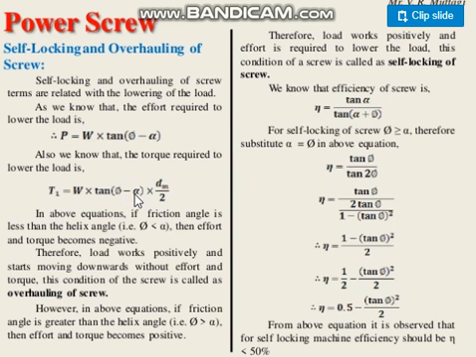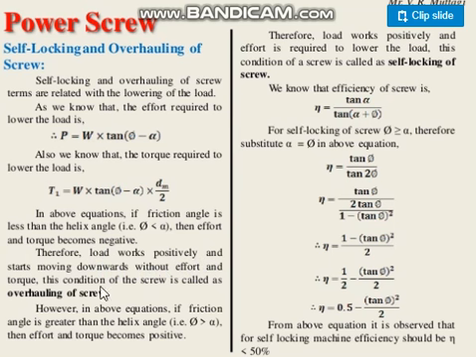Mountains, the slope is very steep. Like that, in the case of threads also, if the helix angle is very steep, that means this angle alpha is more than this, then this entire term becomes negative. Negative torque is required for lowering the load. That means the torque becomes negative. Therefore, the load works positively and starts moving downward without any effort.